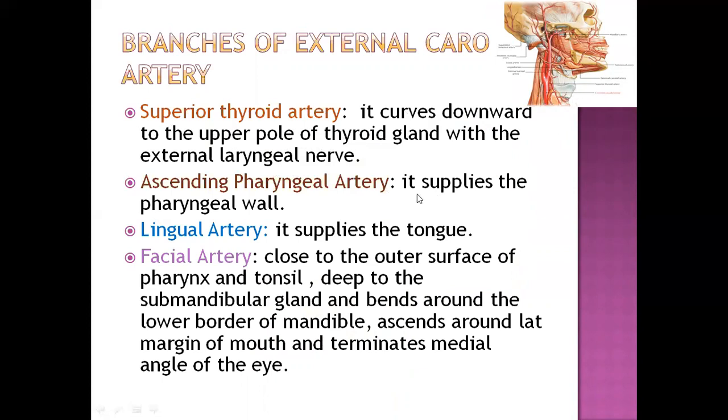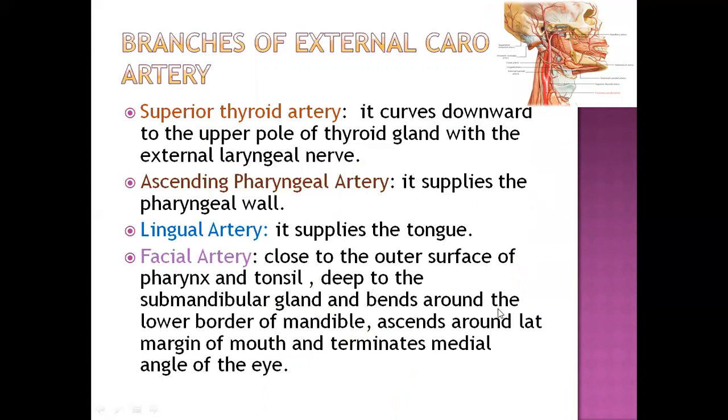The ascending pharyngeal artery moves over the superior constrictor and supplies the pharyngeal wall. The ascending pharyngeal is the medial branch of the external carotid. This is the lingual artery. This is the anterior branch. It supplies the tongue.